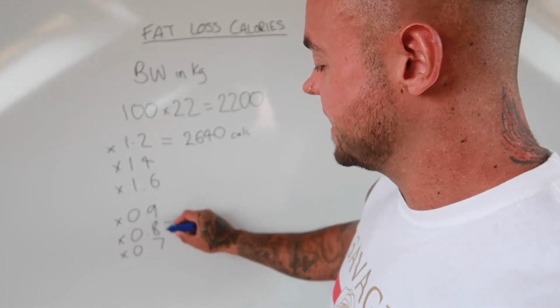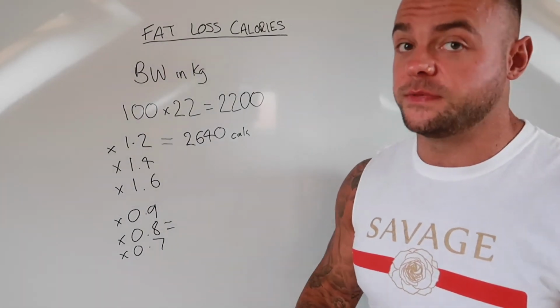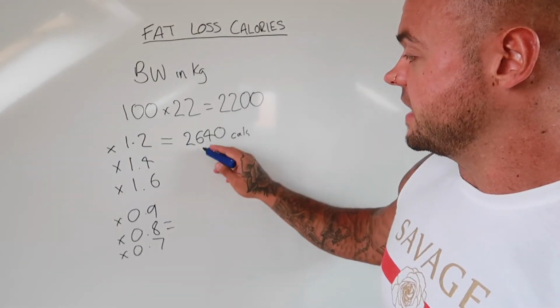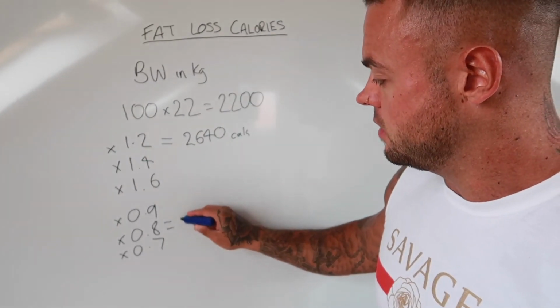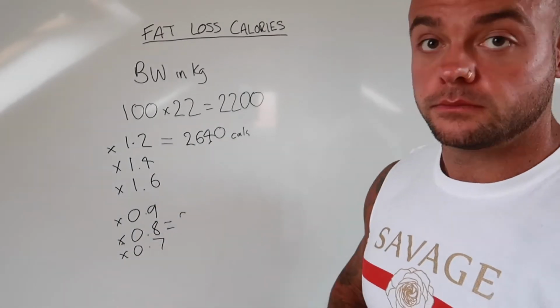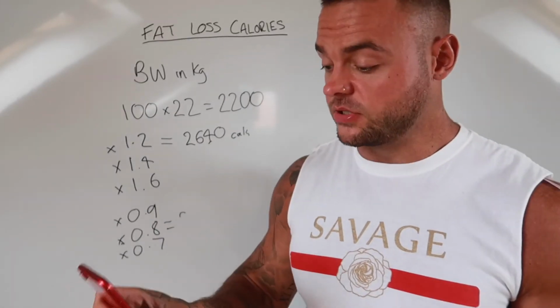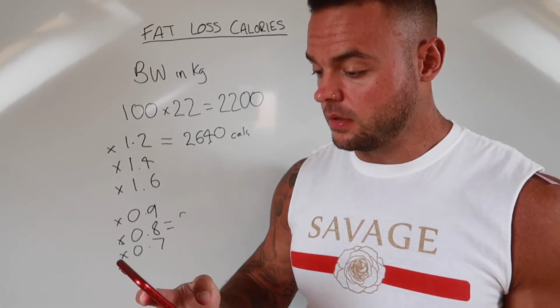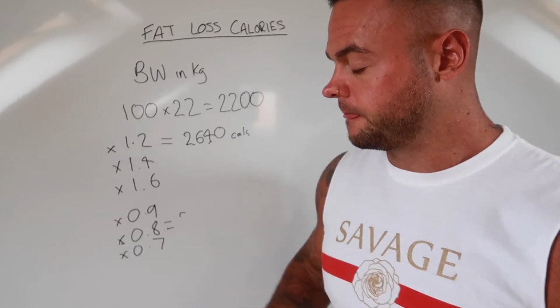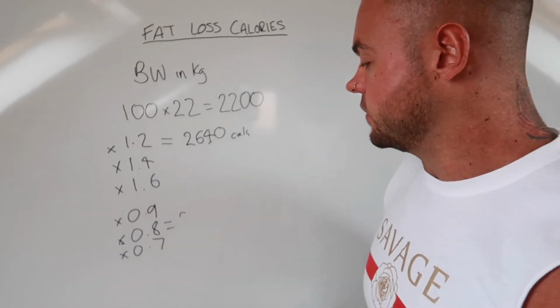For me, I'm going to take a moderate deficit. I don't want it to be too slow, but I don't want it to be too fast either. Nice middle of the road option. So I'm going to take my 2,640 and times it by 0.8. Again, I'm just going to get the calculator on my phone. You don't need a scientific calculator. So 2,640 times 0.8 equals 2,112.